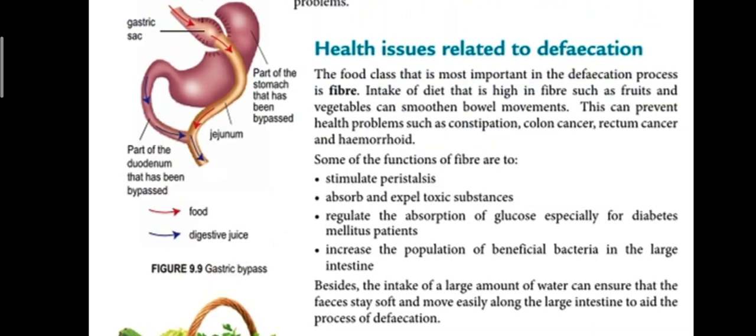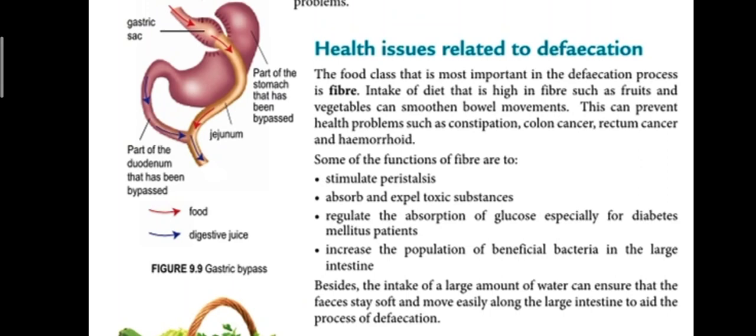Okay, health issue related to defecation. Before that, look at this figure 9.9 gastric bypass. So here, part of the stomach has been bypassed. So this is the gastric sac. This is jejunum, part of our ileum, part of our small intestine. The part of the duodenum also has been bypassed.